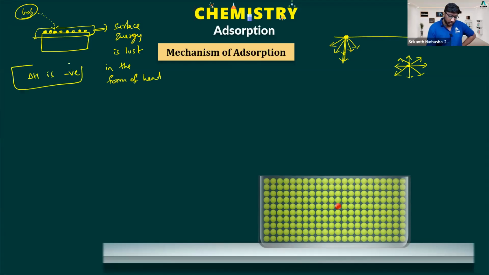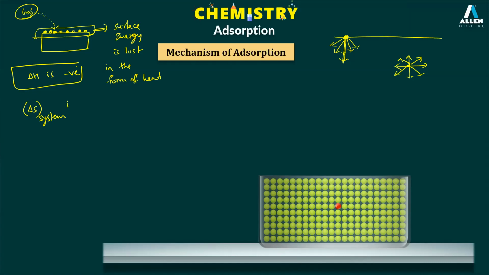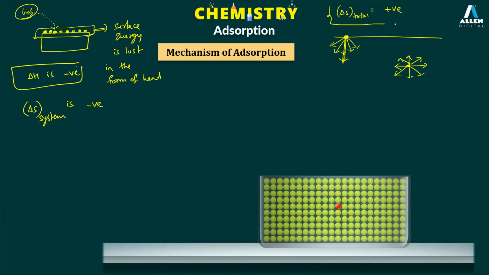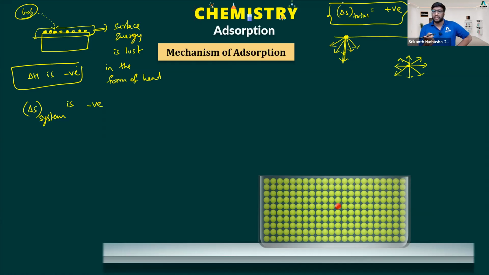negative. And what happened to delta S, the change in entropy? Decreases. Delta S of the system is negative or positive? Negative. Why? Because the random movement of the molecules has decreased. But what happened to delta S total? Delta S total is always positive. Delta S total is nothing but the total entropy change: the entropy of the system plus entropy of the surroundings, which should always be positive.